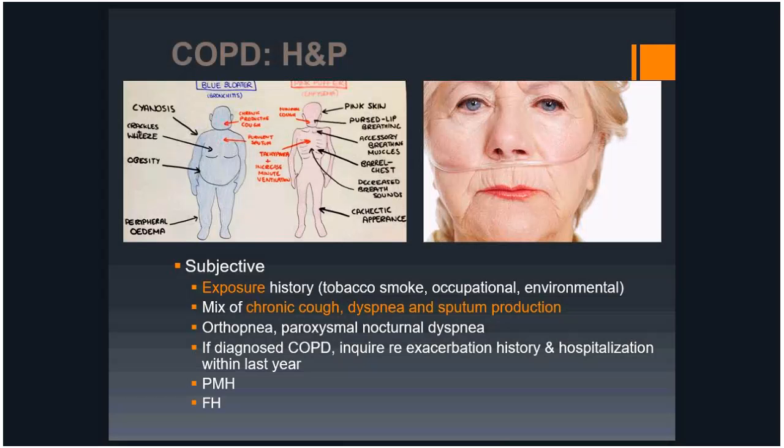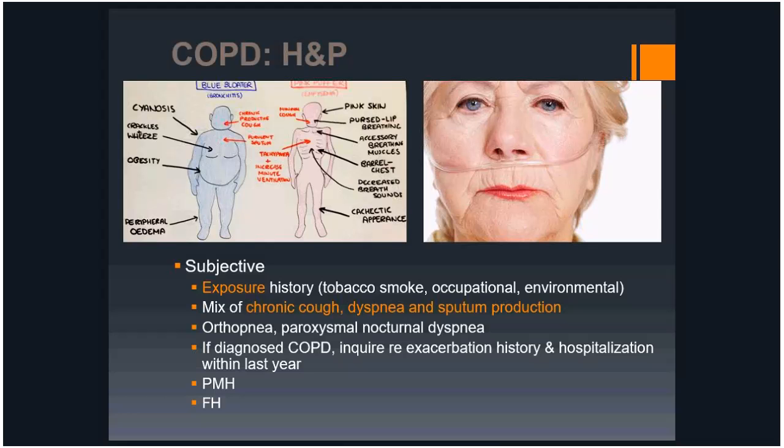From a subjective standpoint, when you consider the history and physical with patients, from a history perspective, again, exposure. This goes back to tobacco smoke and occupational and environmental exposures. You've got a mix of chronic cough, dyspnea, and sputum production. Those are very key characteristic findings.